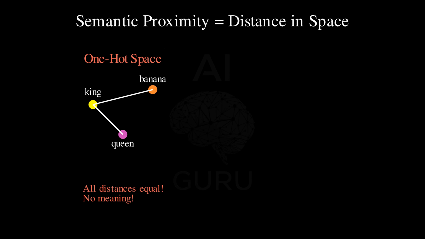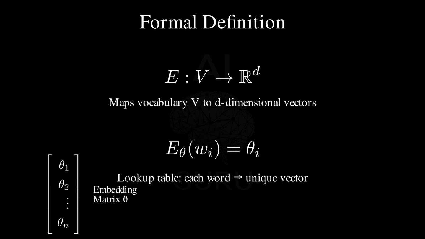What is the formal definition of this embedding tool? A word embedding E is a parameterized function that maps words from the vocabulary space V into a high-dimensional, real-valued vector space R^D. It is usually implemented as a lookup table matrix, theta. Each row of this matrix, theta_i, holds the specific vector representation for word w_i. So E_theta(w_i) equals theta_i.